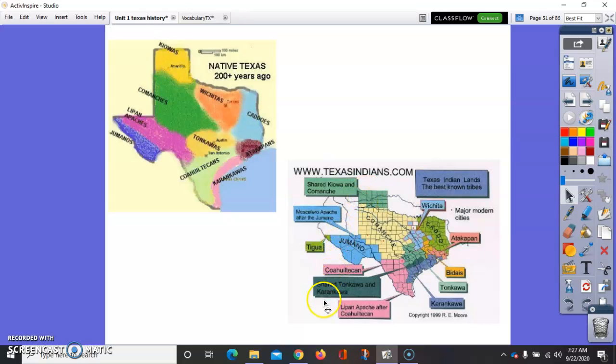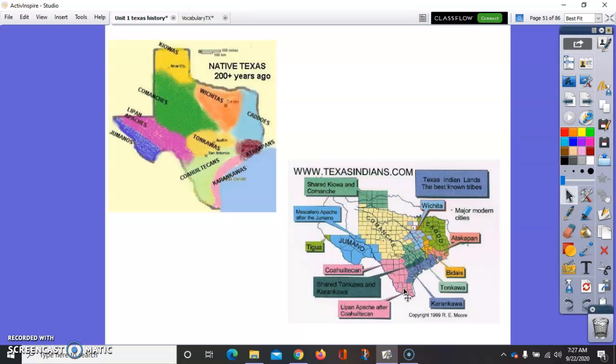Here, this map shows that it's a little bit more complicated than just to say, hey, this is where the Comanche live. The Comanche actually came in later than some of the other tribes, and when they did, they displaced them. They moved them off of their lands. And so then the Apache began to kind of move here into where the Jumano had lived, or down here where the Cohuiltecan lived.